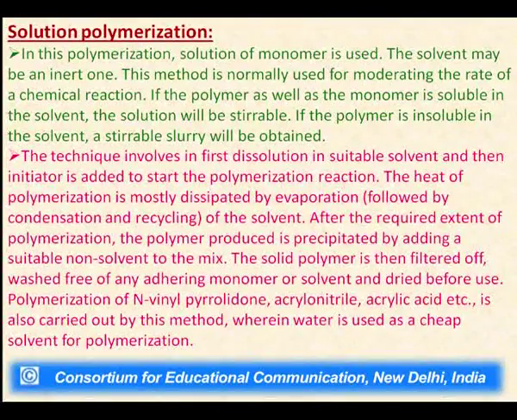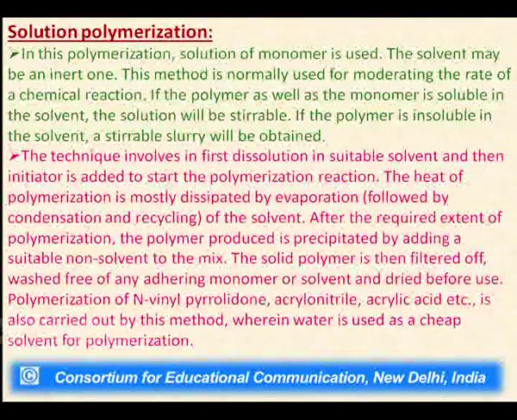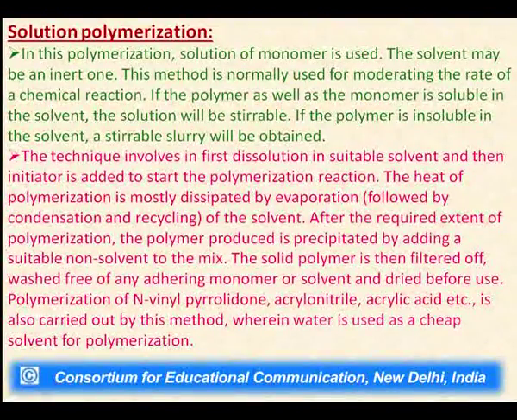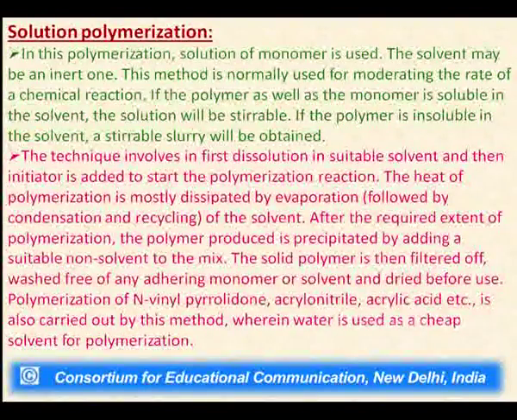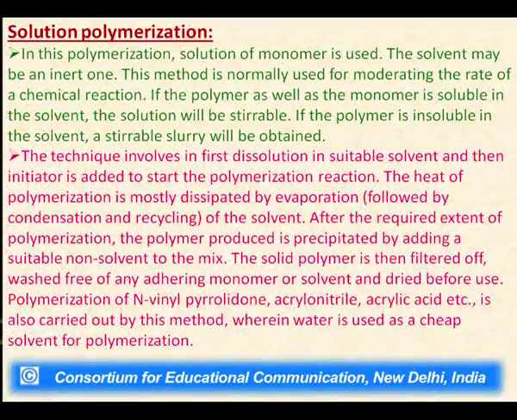Then comes the second method of polymerization, which is the solution polymerization. In this polymerization, as the name itself explains, a solution of monomer is used. The solvent may be an inert one. This method is normally used for moderating the rate of a chemical reaction. If the polymer as well as the monomer is soluble in the solvent, then the solution will be stirable, and if the polymer is insoluble in the solvent, a stirable slurry will be formed.